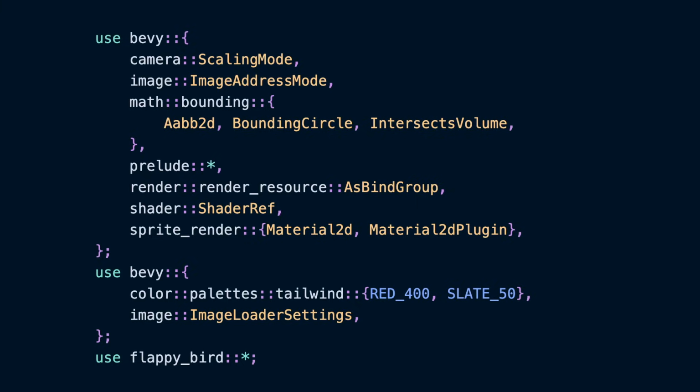That looks much better, but if you want to dig into shaders, we can go a little bit further without much effort. We'll need a few new items in scope, specifically image address mode, as bind group, shader ref, image loader settings, Material2d, and Material2dPlugin. Here's the new use section.